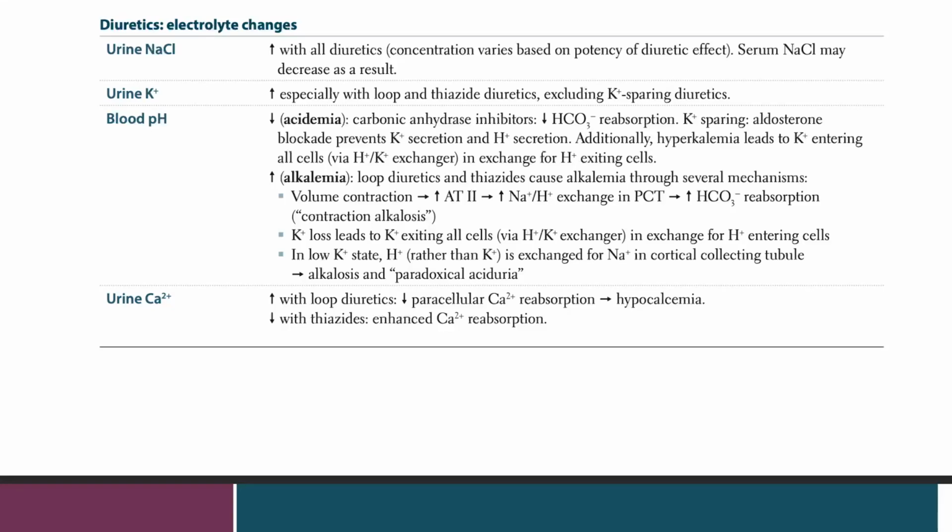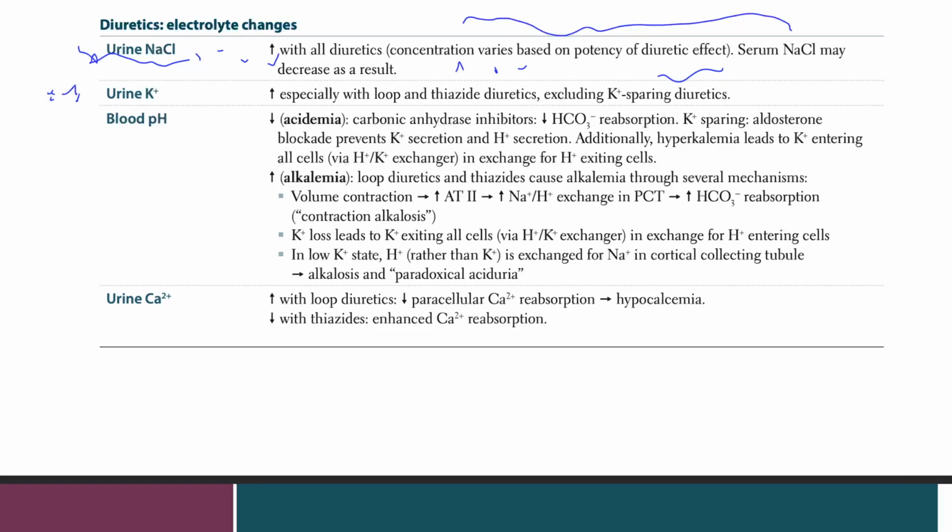Now let's talk about how the electrolyte changes in diuretics. So urine, sodium, and chloride. In urine, you have the sodium chloride. It increases with all diuretics. So sodium and chloride in urine would be seen with all diuretics, but the concentration varies depending on the potency of diuretic effect. Serum sodium chloride may decrease as a result, depending upon the potency of the diuretic.